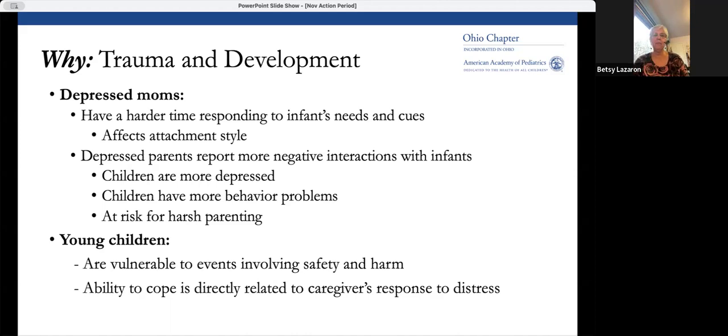And young children, because of inattention, become much more vulnerable to events involving safety or even harm. And the ability to cope is directly related to the caregiver's response to distress. Next slide.